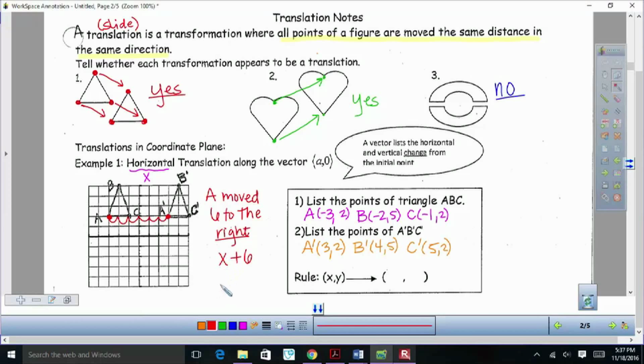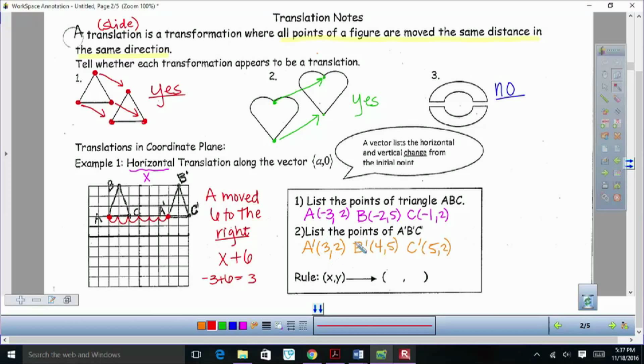So let's check and make sure that's right. If you want to check, you would take your original x, which is -3, and add 6. If you type that in your calculator, -3 plus 6, you end up with 3. Does that match? It does.